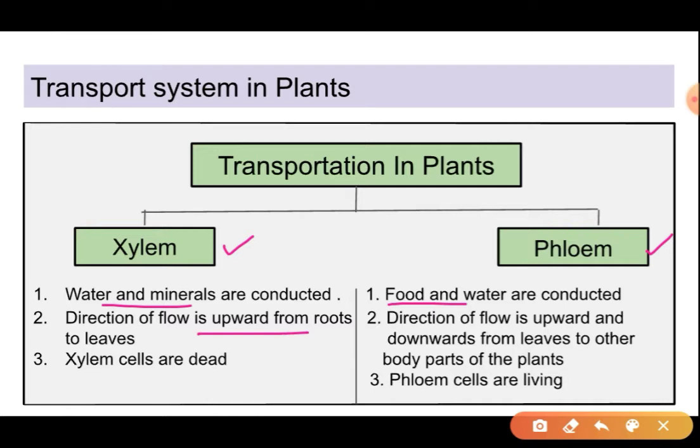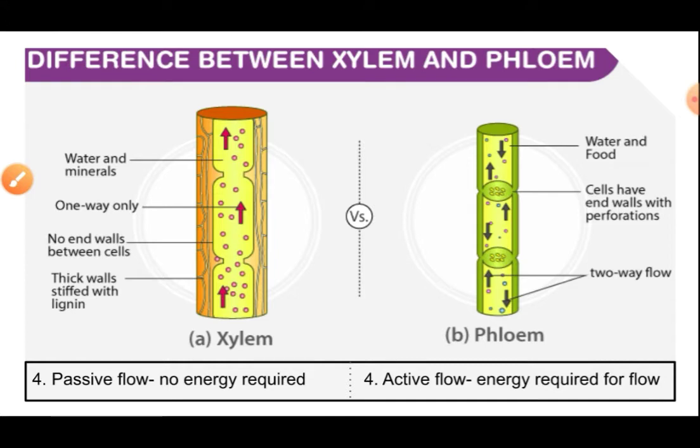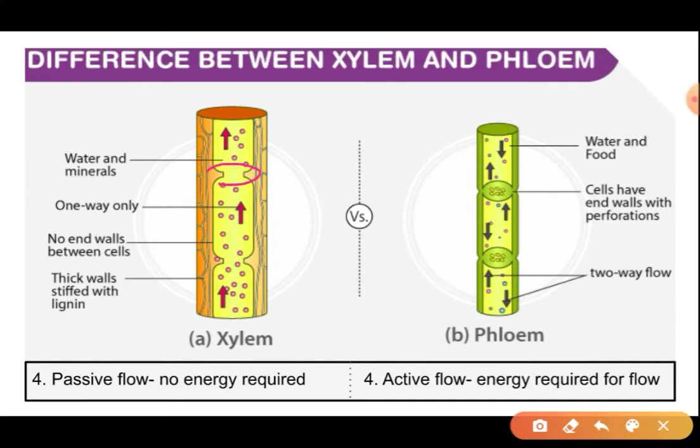Xylem cells are dead in nature, but phloem cells are living. This is the main difference between them. Then what are the other differences? In xylem vessels there is no perforation plate in between, but in phloem vessels we see the perforation plate in between. Through these perforations the molecules are transported, but there is no perforation as such in the xylem vessels.